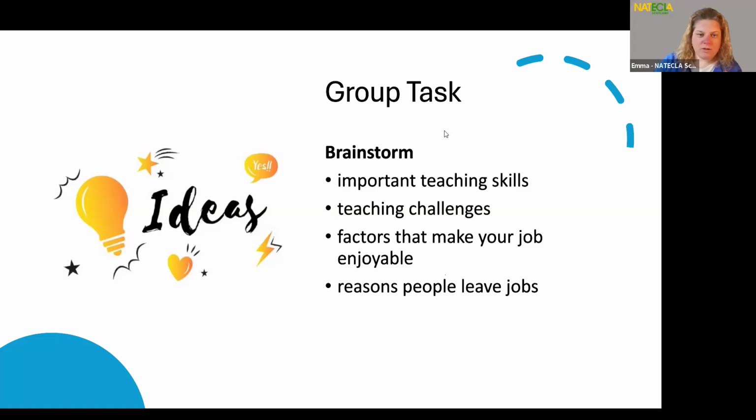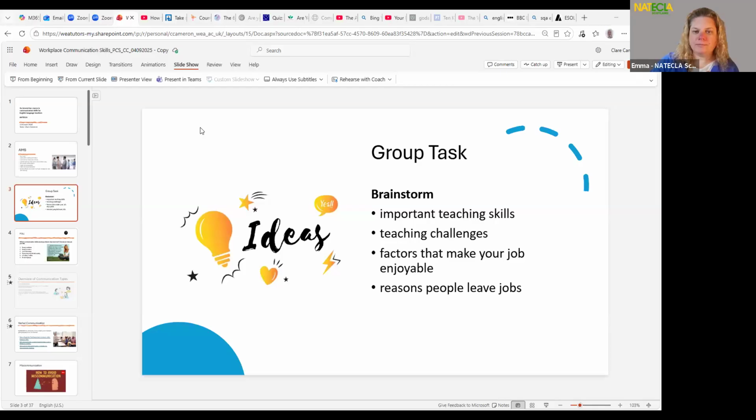I am just setting up the rooms because it's currently set to 30 minutes. We don't want people to be in the breakout room for 30 minutes, so I will change it. So the topics are: important teaching skills, teaching challenges, one or two is enough for each topic, factors that make your job enjoyable, and reasons people leave jobs. Why do people leave? It's just to get us into the mood. I did the other exercise first.